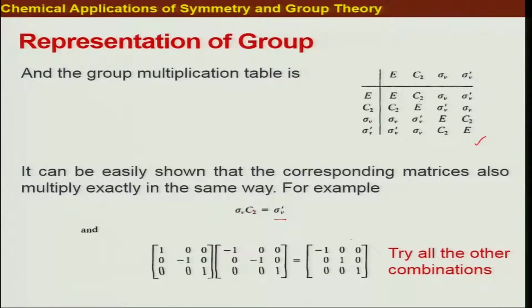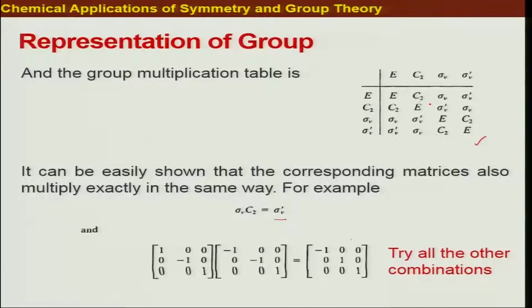So sigma v C2, this combination, if I go by acting the row operation first, then sigma v followed by C2, here it gives me sigma v prime. That's what we have here. Okay, so you can choose any other symmetry operations and combine them, and you can find the result of that combination from the group multiplication table that we have already learned.